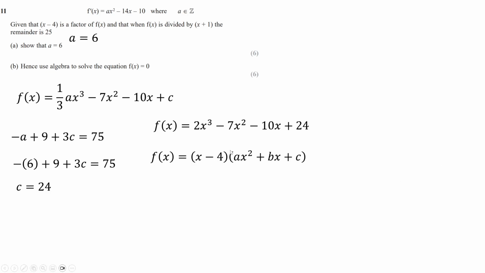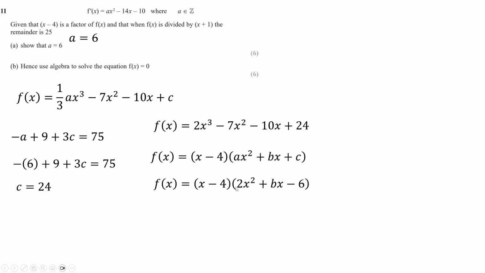You can say that, well, we want to make an x cubed, and the only way to make an x cubed here is to multiply these two together. But that gives us ax cubed, and we want 2x cubed, so a must equal 2 for us to have this same thing. So a equals 2 here, and similarly, the only way to get 24 here is to have a minus 6 here, because minus 4 multiplied by minus 6 gives us 24. That's the only way to get a constant term when you're expanding double brackets, by multiplying the last terms of each one. So c equals minus 6, a equals 2.